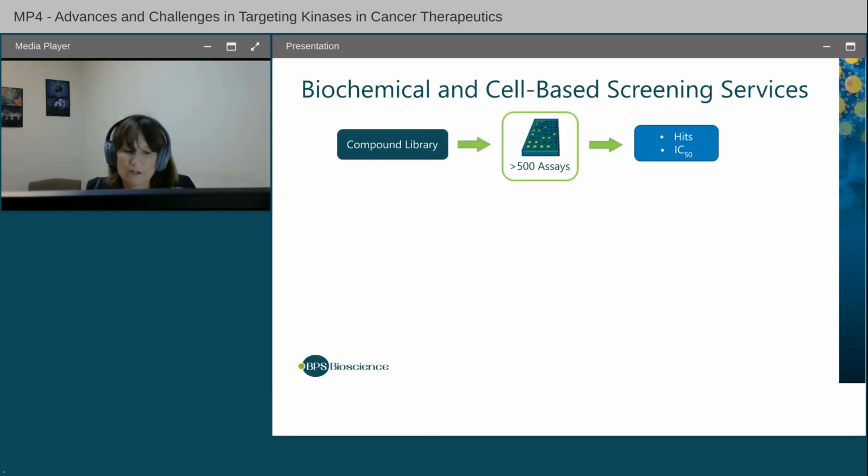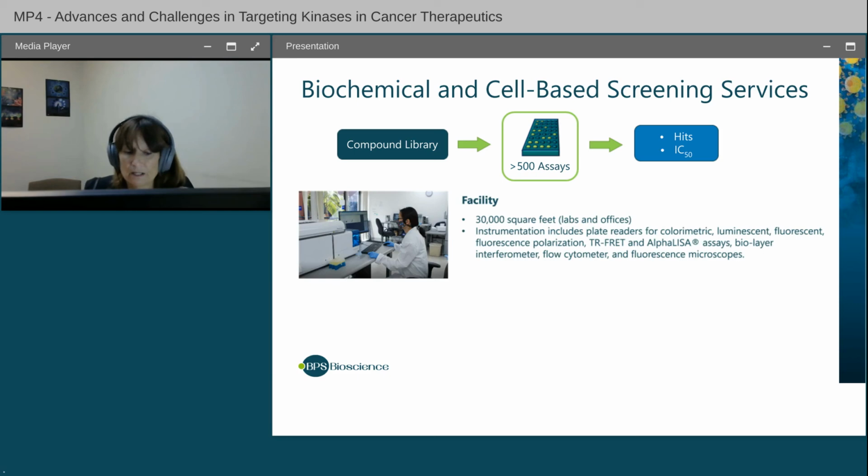Finally, our CRO services will help scientists evaluate lead compounds with biochemical and cell-based screenings. We have a unique panel of over 500 assays. Our 3,000 square foot facility is fully equipped with state-of-the-art instrumentation, and we also have biolayer interferometry for protein interactions.